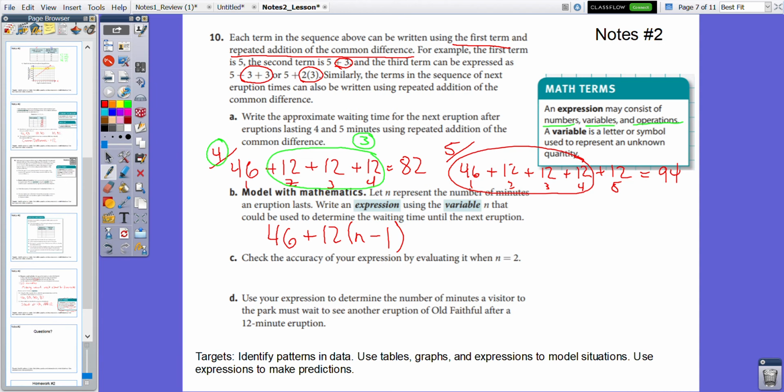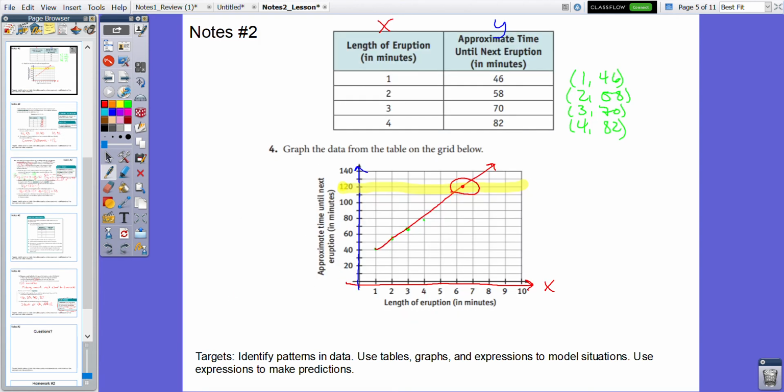And once again, we're using that table that we've seen already. Check the accuracy of the expression by evaluating it when n is equal to 2. So that means we're going to have 46 plus 12 times 2 minus 1. 2 minus 1 is equal to 1, so 12 times 1 is 12. So 46 plus 12 times 1 gives me 46 plus 12, which is 58. If we look back at our table, we see, yeah, we get 58 right here. 46 plus 12 definitely gives me 58.